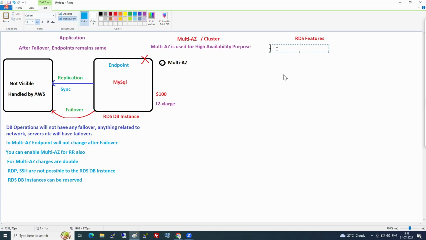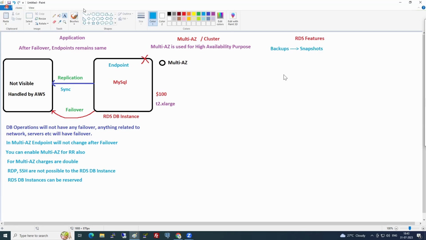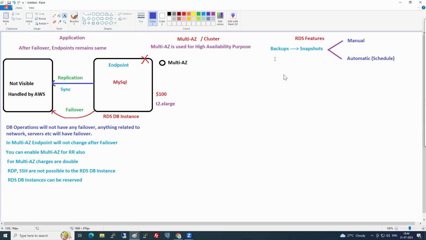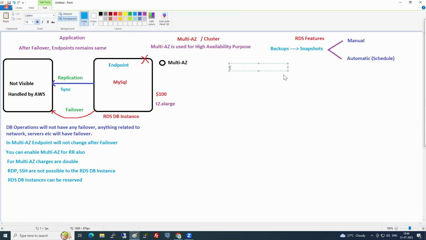Correct, Panware, correct. So here we have backups. What are the backups called? Snapshot. So snapshot, can you take it two ways? One is manual and another one is automatic. Automatic meaning schedule, no? Schedule. Getting it? So DB level operations, who should take care? Us. Write down. Certification question.